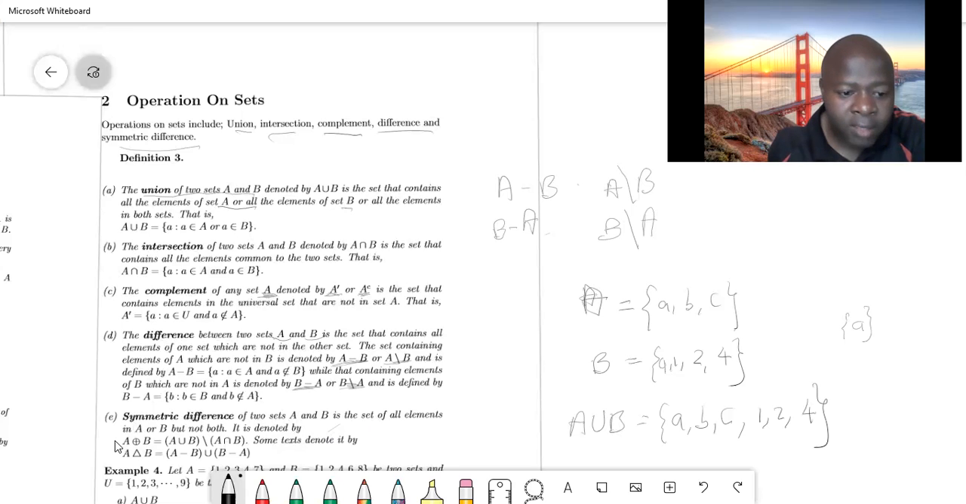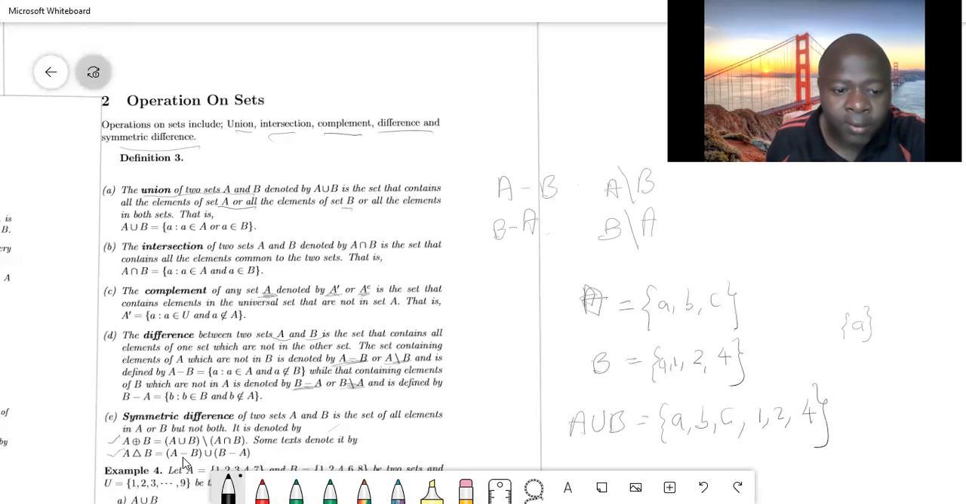And I'll denote symmetric difference. Some books will denote it this way, others denote it that way, but the two definitions here mean the same thing. This one means A union B minus A intersection B. So if I'm asked to get the symmetric difference, I'm supposed to get the union and then subtract the elements in the intersection.